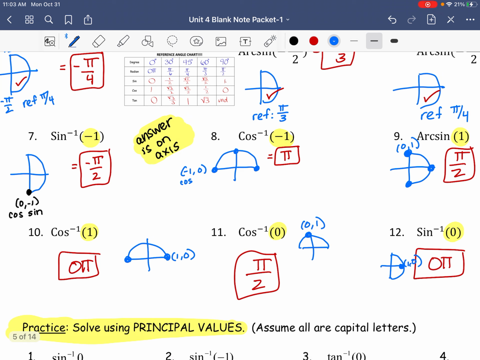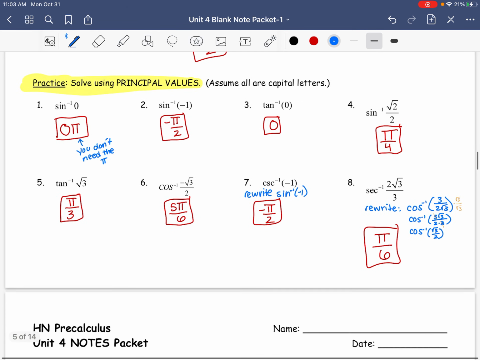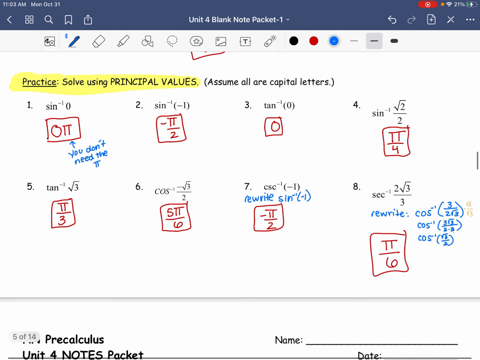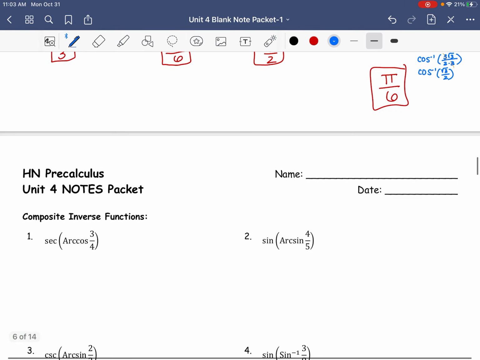Okay, take a moment, pause the video again, and I would like for you to practice all of the problems here at the bottom of the page. Please press pause, unpause when you are finished. Okay, take a moment to check your answers. Okay, and we still have one more page, so go ahead and flip over.